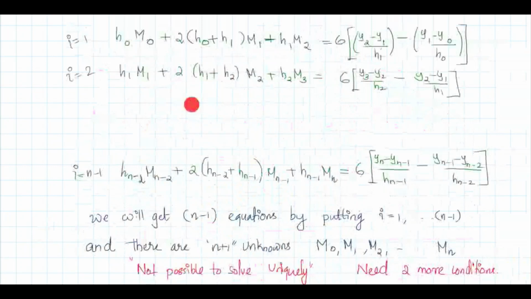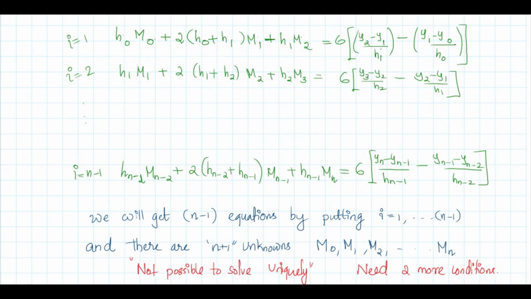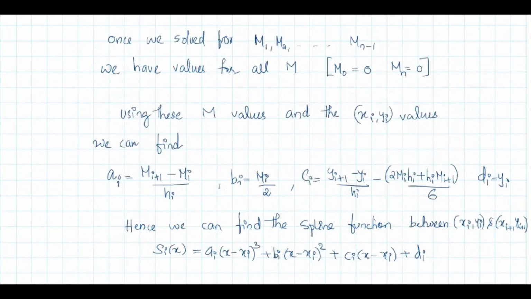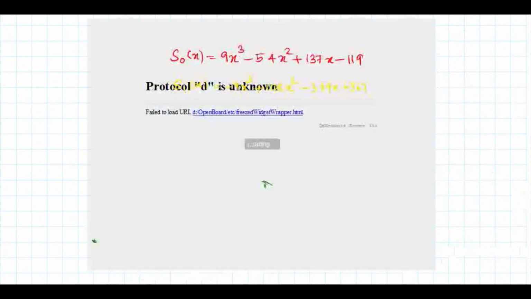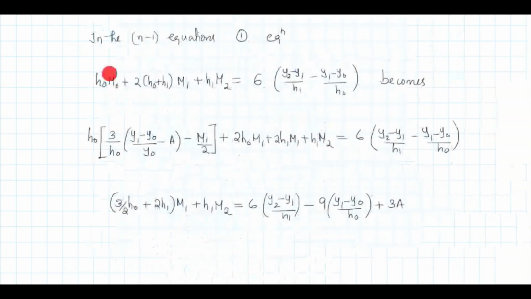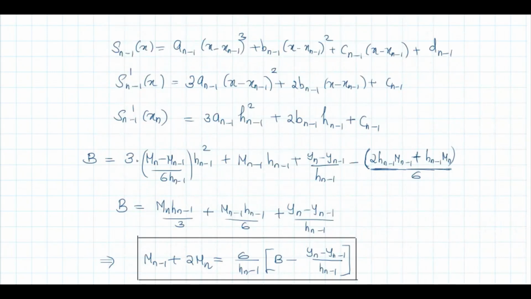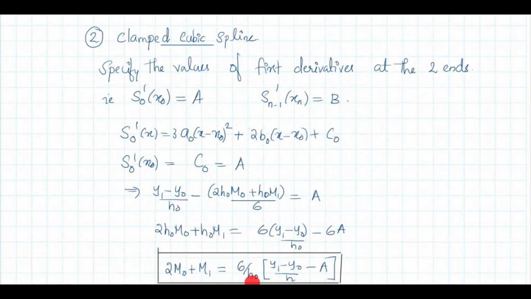These are the n minus 1 equations. Here you can eliminate m0 using the relation connecting m0 and m1 that we obtained there. And you can eliminate mn using the relation connecting mn minus 1 and mn we obtained in the clamped cubic spline case. So this h0 m0 term you can substitute for m0 from this condition.